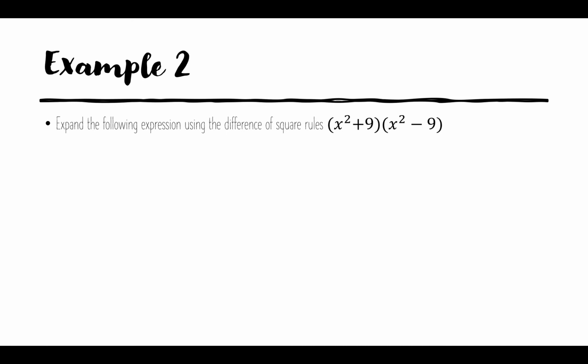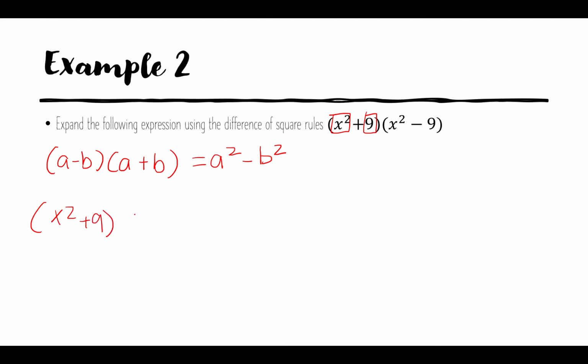So different from the previous example, in this situation, we're being asked to expand the following expression using the difference of squares rule. So we have been given, in the difference of squares rule, that a minus b times a plus b is equal to a squared minus b squared. In this case, our a is x squared and our b is 9. So if we write it out, we will get x squared plus 9 times x squared minus 9, which is equal to, as given and denoted in this formula, a squared minus b squared.